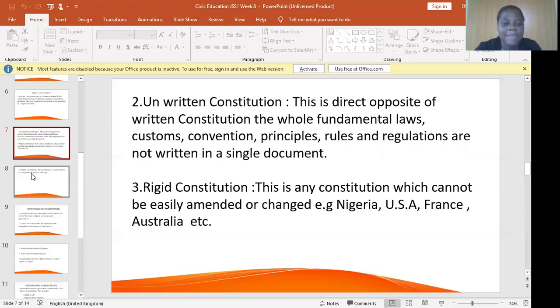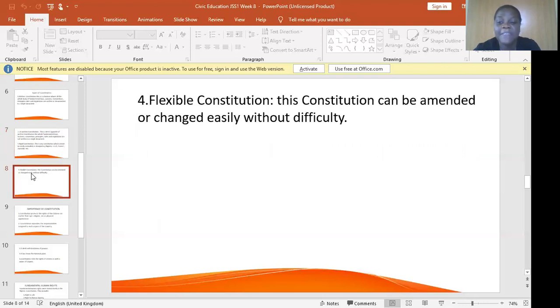The fourth type of constitution is flexible constitution. This is another opposite of rigid constitution because it is amendable. You can easily change it without any difficulties. And this kind of constitution flows with the trend of change.